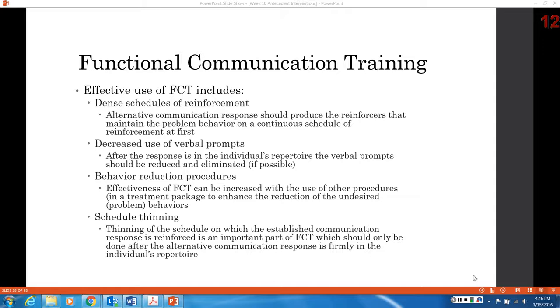FCT may be used alongside other behavior reduction procedures, such as in a treatment package. Finally, one may thin the schedule of reinforcement for the alternative response once the response is firmly in the individual's repertoire.